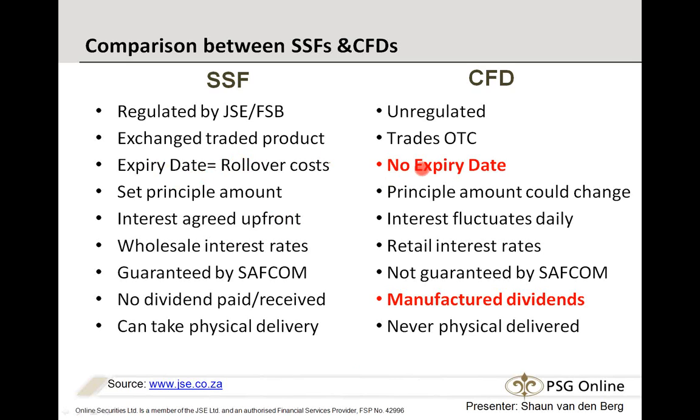With CFDs, there's no expiry date. So this is ideal for what I call position trading. This is for someone who's got a longer term view. We talk about a swing trader holding a position from 2 days to 30 days. A position trader holds from a few weeks to a few months to a few years. But obviously you must take into consideration your interest rates and things like that.